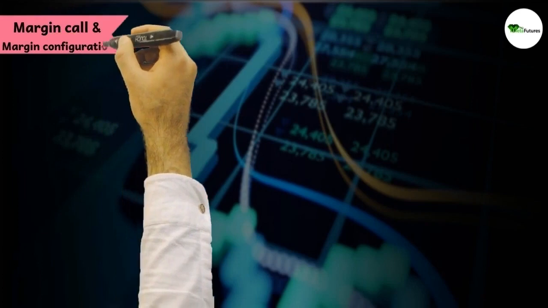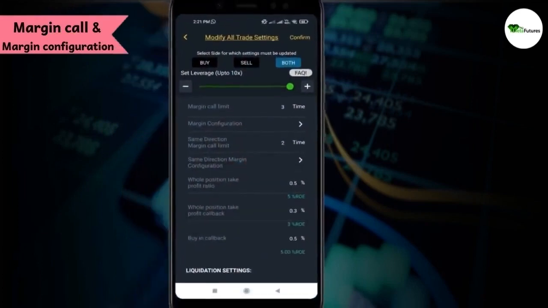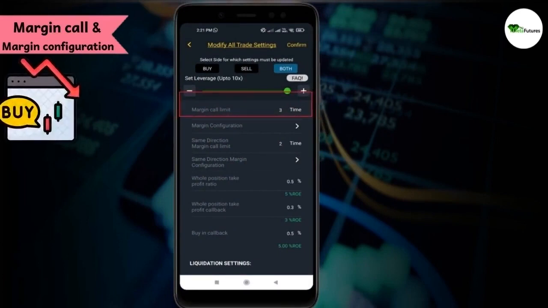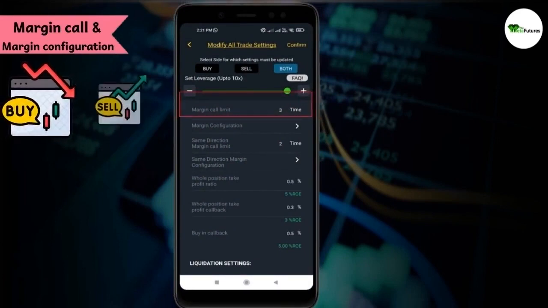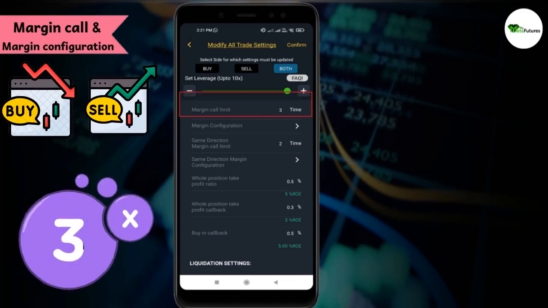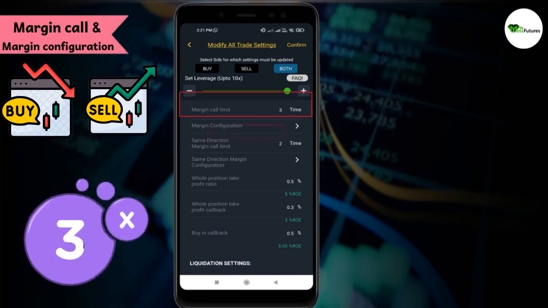Let's talk about margin call limit and margin configuration. The margin call limit is used for averaging. You can buy or sell the same trade at a higher or lower amount to decrease the loss percent. The margin call limit determines how many times the bot will buy or sell a particular trade. As I have entered 3 in margin call limit, the bot will buy or sell a trade 3 times.